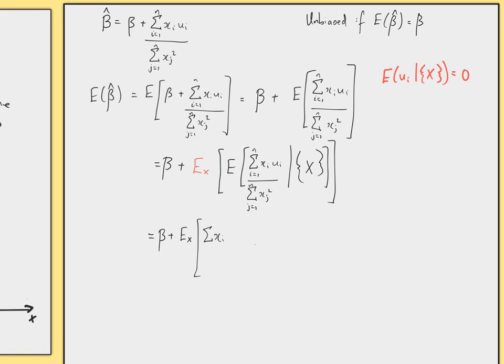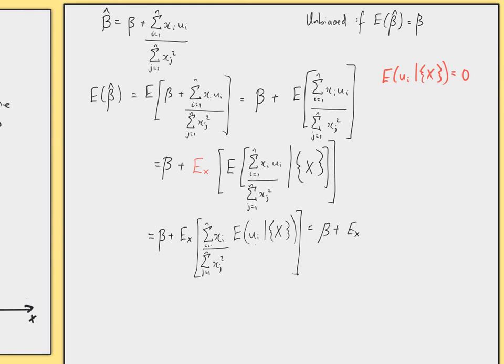So we'll end up with this being equal to beta plus the expectation over all x of the sum of the xi's times by the expectation of u given x, all over the sum of the x squared. But we know from our assumption that the expectation of u given x is equal to 0, so therefore we can rewrite this as being equal to beta plus the expectation over all x.